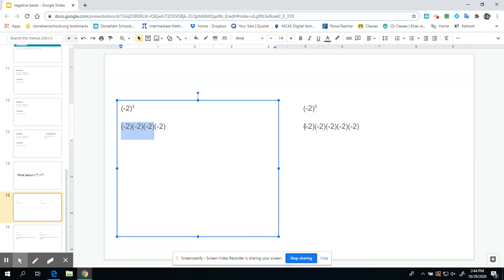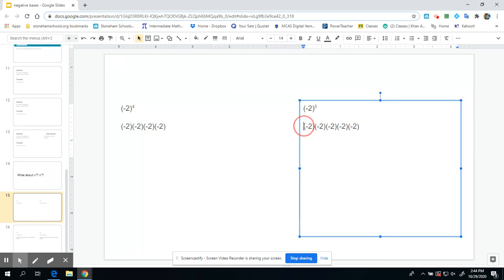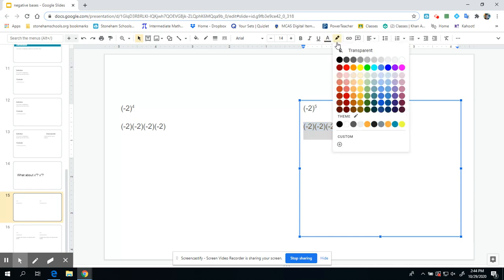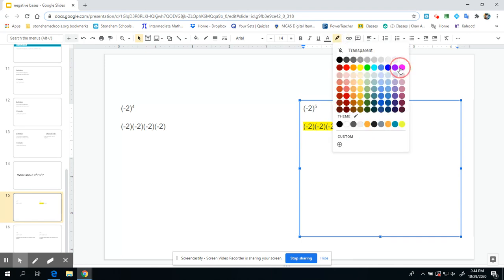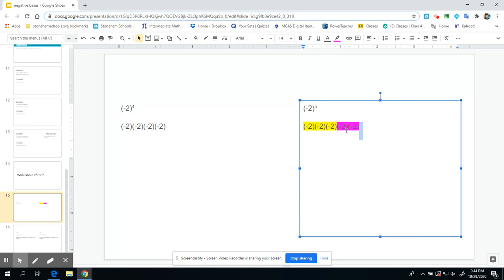Let's take a look at -2 to the fifth. If I group this, here's a group of 3, I know that would be a -8. And then if I group these numbers, I know this would be a +4. So a negative times a positive would be negative.